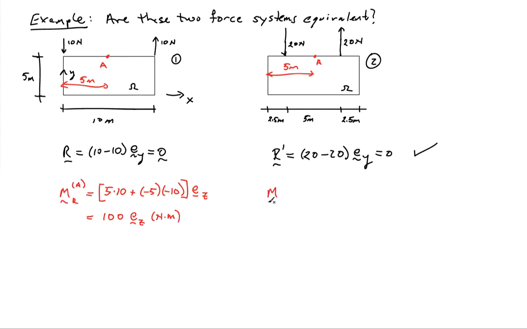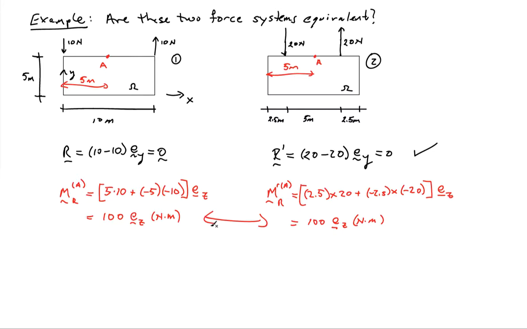Now if we compute it for the prime system, the resultant in A, the lever arms are different. We have a lever arm of 2.5 meters times 20 newtons going upwards, plus a lever arm of minus 2.5 meters to the force that's going downwards with 20 newtons. This gives me an e_z, and if I calculate that out, I'm going to get 100 e_z Newton meters. And so these are equal to each other, so that checks out.